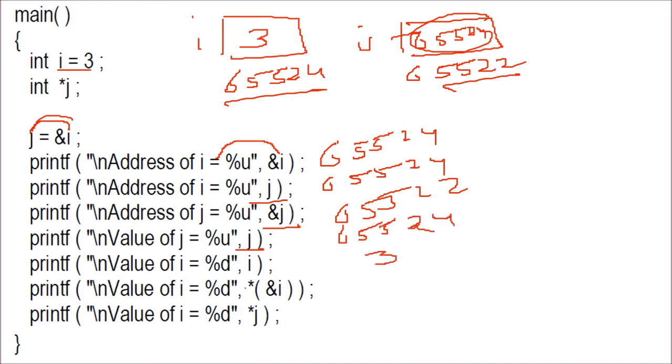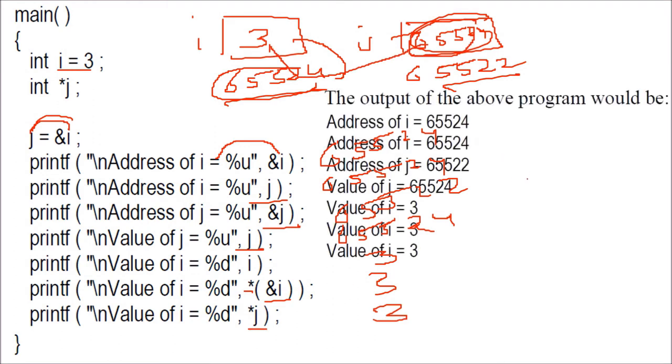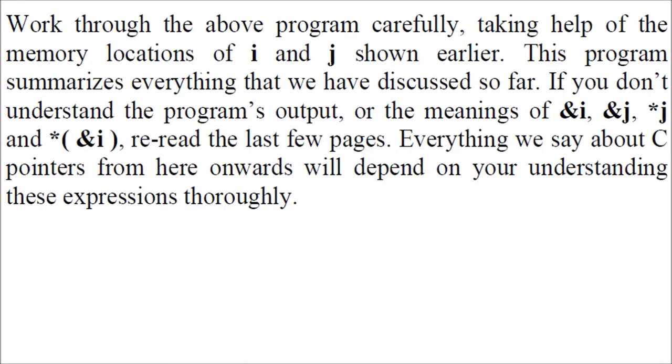What is the value at the address of i? What is the address of i? This. What is the value at this? 3. What is *j? *j is nothing but the value at j. So j has this address. What is the value at this? 3. So this will be the result. I hope you got the idea. So this is how it is being read.